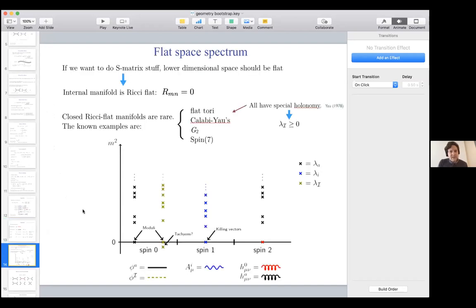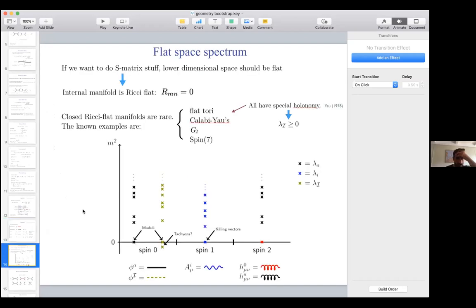Okay, so we're mostly going to be interested in the flat cases. Sorry, in those special cases where you have a negative, then you'll have tachyons. Exactly, yeah.